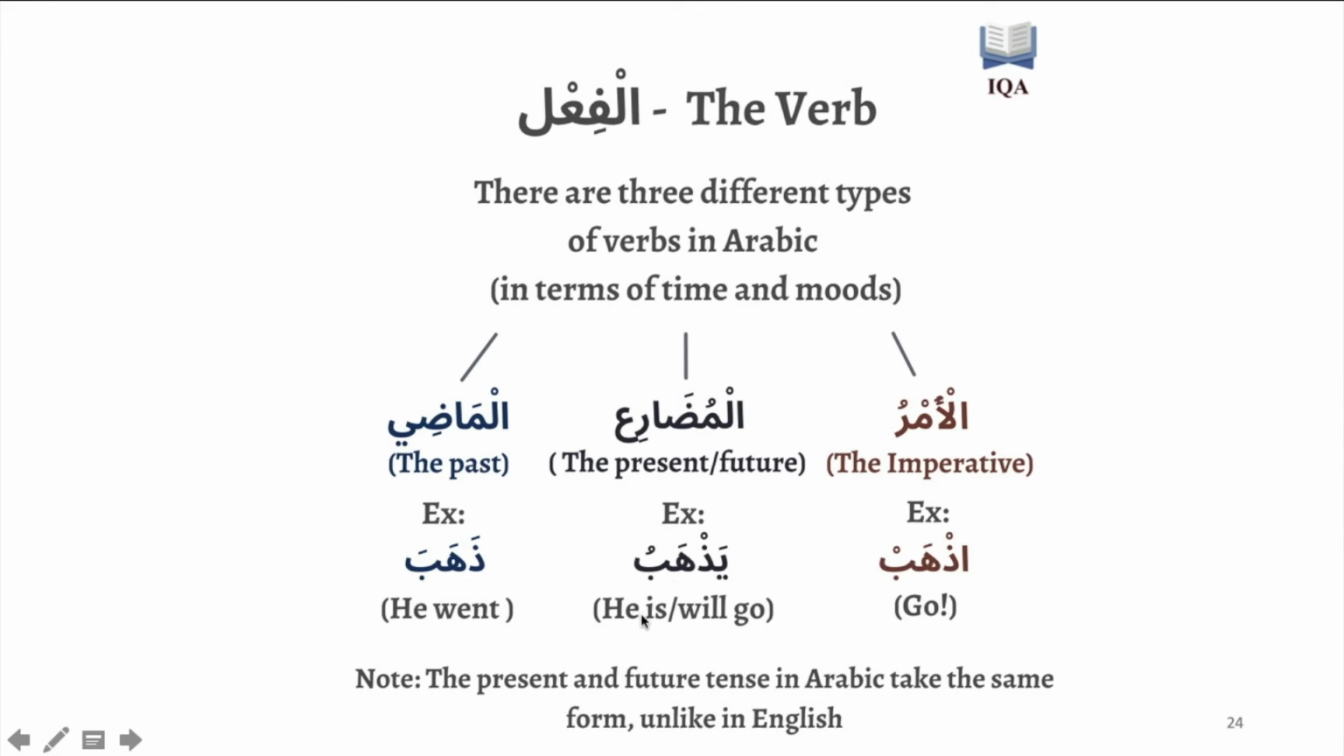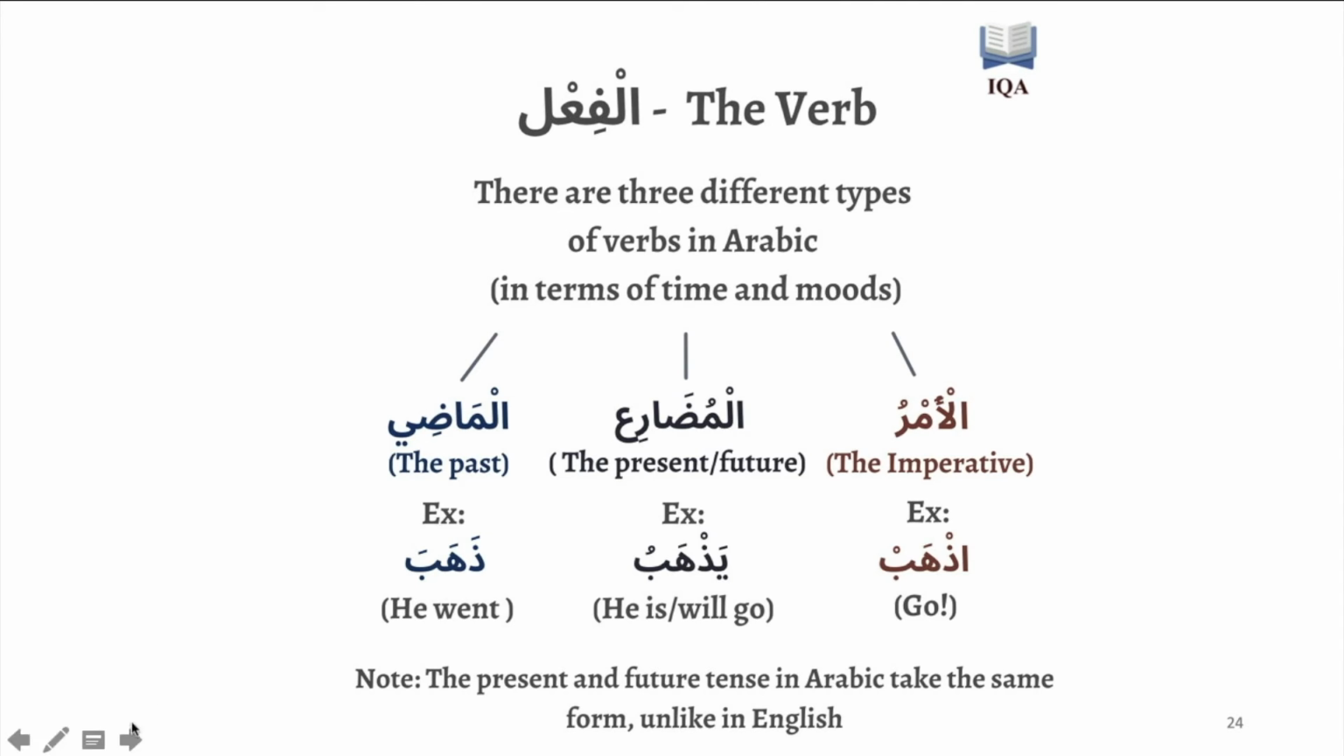Unlike in English, where he went is the past tense, he is going is the present tense, and he will go is the future tense. Then we also have al-amr. Al-amr is the imperative tense, the verb of command, the verb that you use to command somebody to do an action, like idhab, which means go, or qul, which means say. We have a note here that further clarifies that the present and future tense in Arabic take the same form, unlike in English. So the mudari' is both the present and future tense at the same time, yadhabu, and the context is what's going to determine which one it is in terms of its meaning.